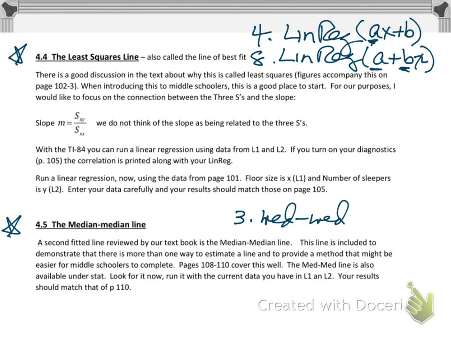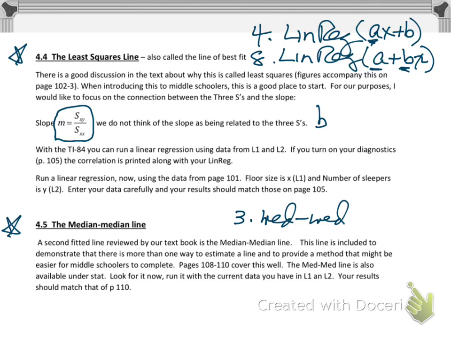Okay, so let's go over the least squares line. There's a good discussion in the text about why this is called the least squares, and there's all kinds of figures that go along with it. For our purposes, I would like to focus on the connection between the 3 S's and the slope. So look at this. This is very, very interesting. Slope is SXY over SXX. Remember the Pearson's correlation coefficient calculations? They appeared there also. So that would get us our slope.